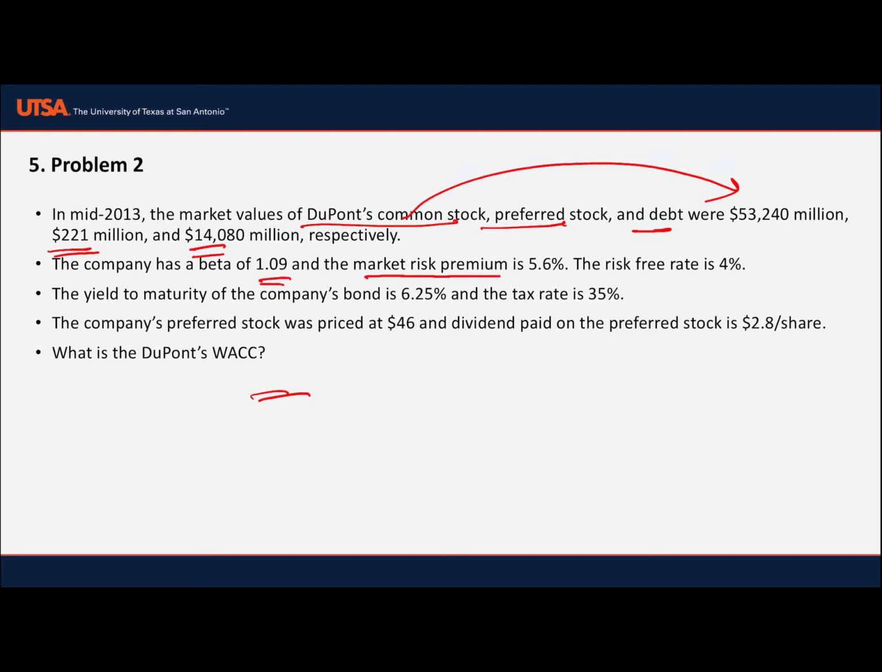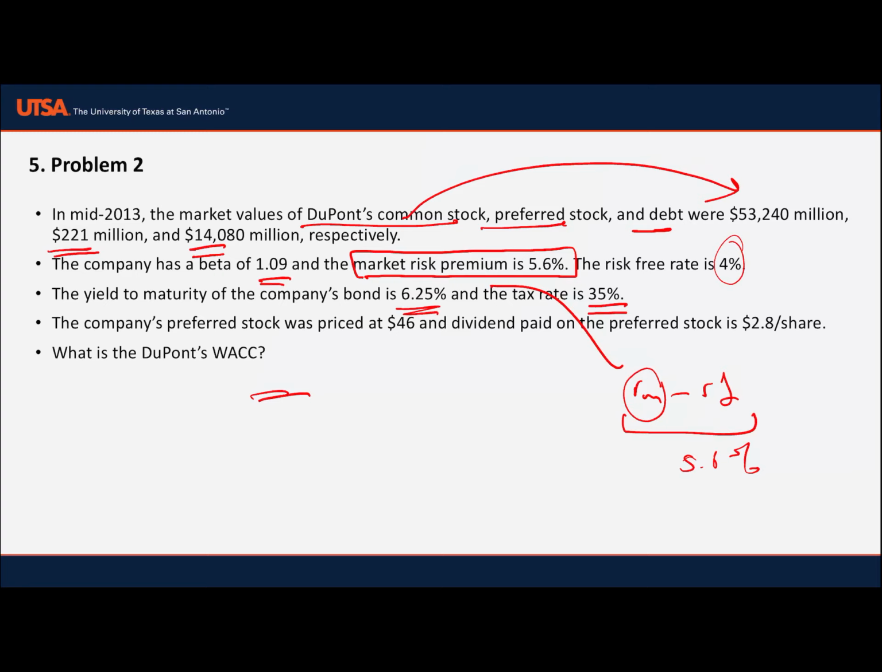The market risk premium is already given, which is RM minus RF, market return minus risk-free rate. This is the market risk premium, which is 5.6%. The risk-free rate is 4%. Okay. The yield to maturity of the company bond is 6.25%, and the tax rate is 35%.